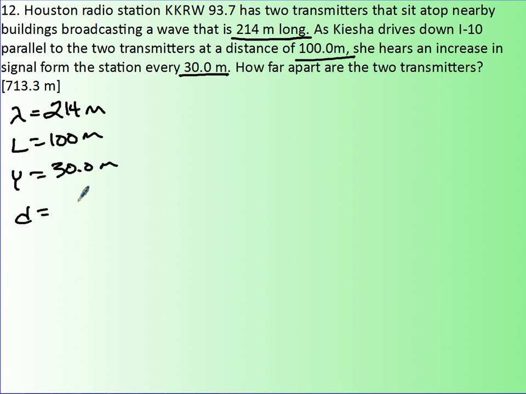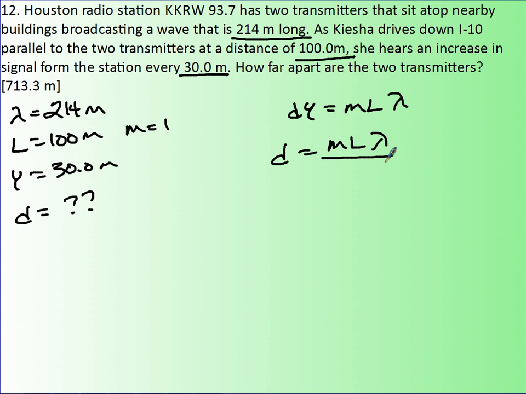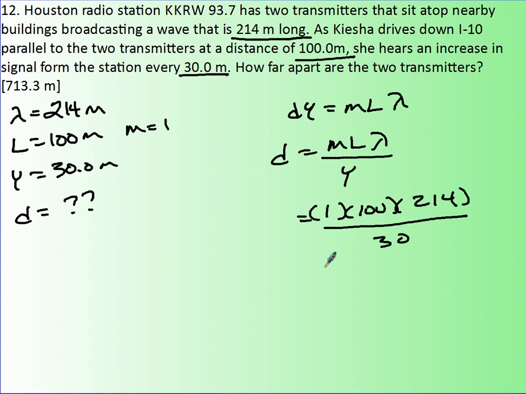We're looking for d. And of course, m is 1. dy is m lambda L. So d is m lambda L divided by y. So it's 1 times 100 times 2.14 divided by 30. All right, 100 times 2.14 divided by 30 gives me 7.1333.